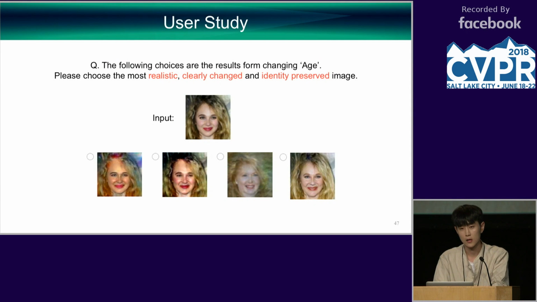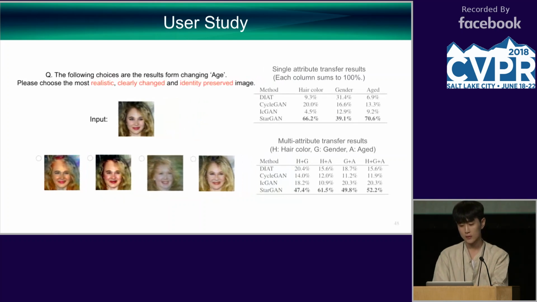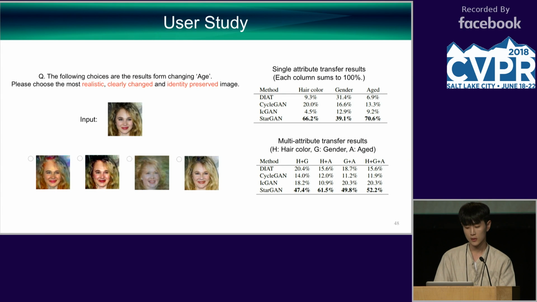For quantitative evaluations, we conducted user studies using Amazon Mechanical Turk. The users were instructed to choose the best translated image based on perceptual realism, quality of attribute transfer, and identity preservation. The choices were 4 randomly shuffled images generated from 4 different models. As you can see from the tables, most users selected StarGAN as the best model for both single and multi-attribute transfer tasks.